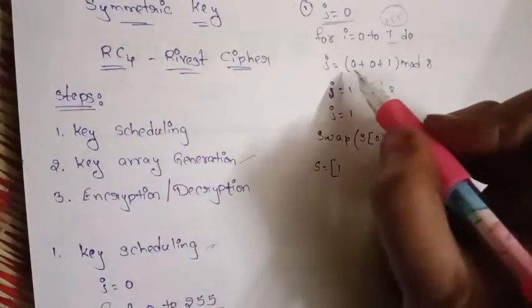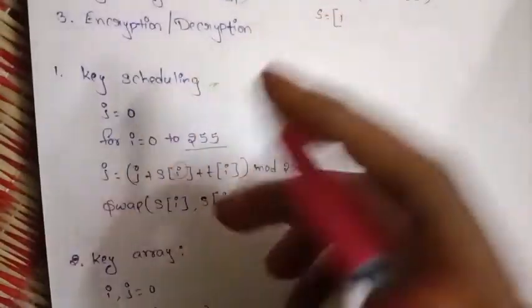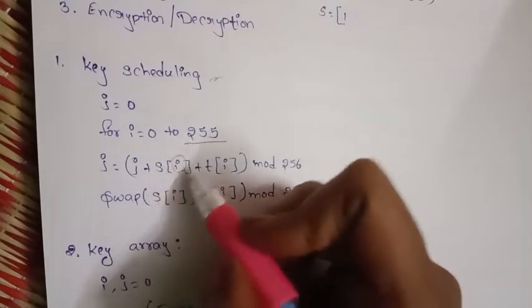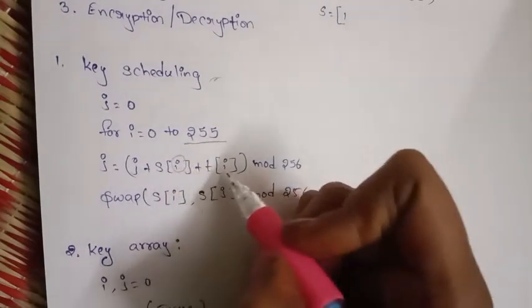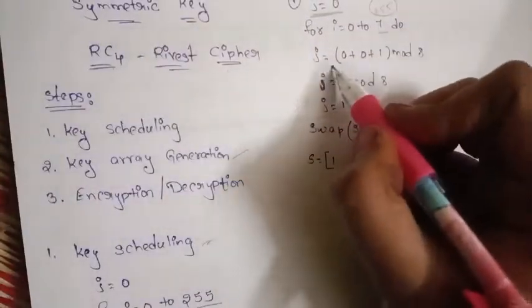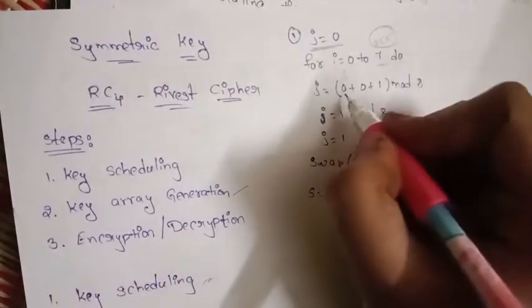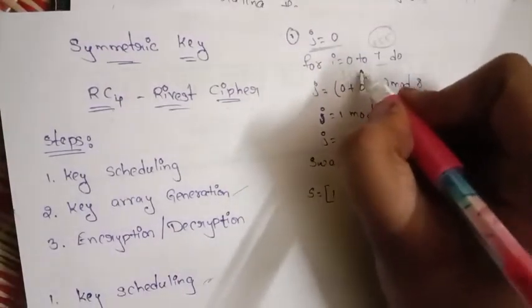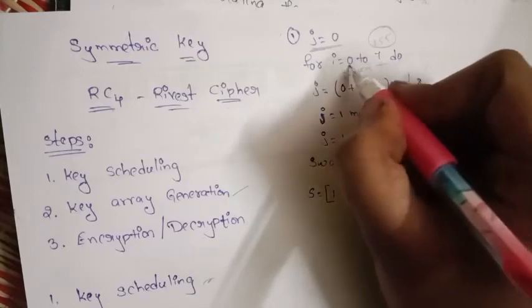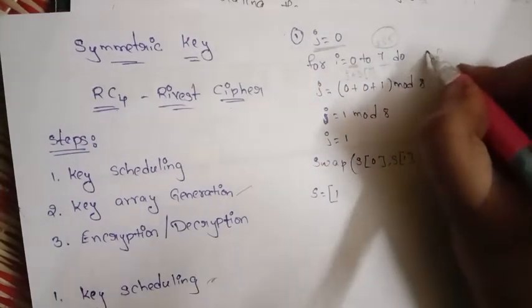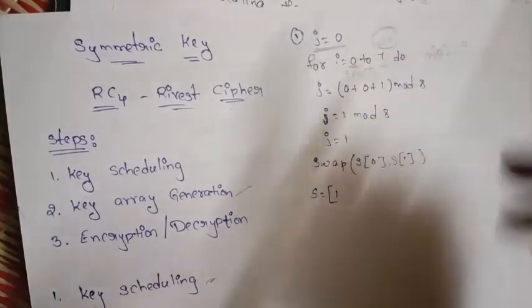Next, what's the next step, guys? j equals j plus S[i], the value at index i, plus T[j]. So here j equals, this is the j value. What is the j value initially? j equals 0. So 0. Then S[i]. What is the value of i, guys? Initially I am going to take it as 0. So S[0] is 0 here.